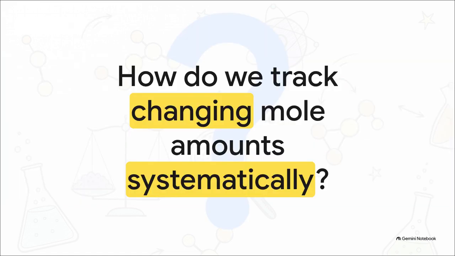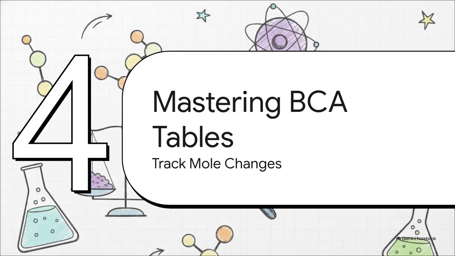But here's a bit of a question for you. When a reaction is actually bubbling away, reactants are disappearing, products are appearing, the amounts are constantly shifting around. So how exactly do we track these changing mole amounts systematically without getting totally lost in a sea of maths? That brings us to part 4, mastering BCA tables.